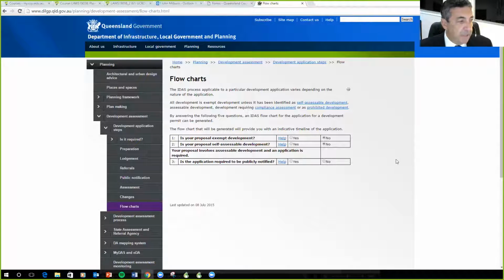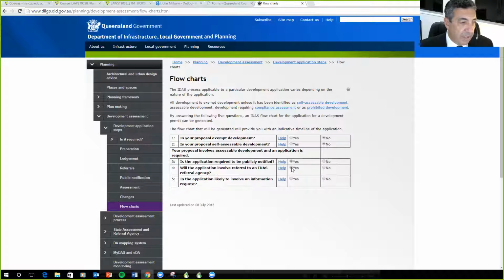Okay, so is the application required to be publicly notified? Let's be optimistic and say no. Oh no, we'll say yes, it is required. That would be the usual situation. Will the application involve referral to an IDAS referral agency? Let's say yes. So a referral agency is perhaps a concurrent agency, for example. And is the application likely to involve an information request? Let's be optimistic and say no to that. So once we've completed that, we have the ability to show the flowchart, which we'll now do.